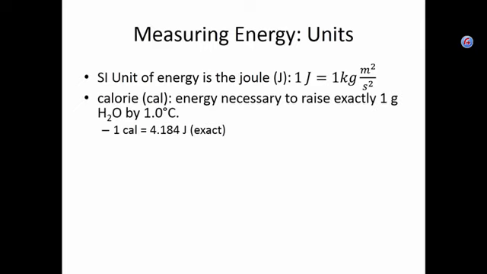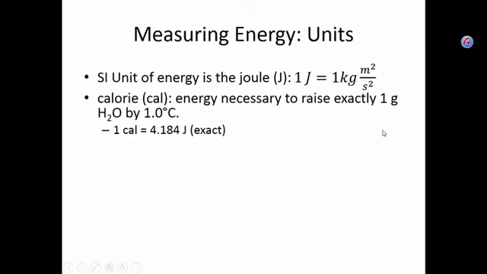There are other ways we can measure energy. We have what's called the calorie. This measure of energy is the energy necessary to raise exactly 1 gram of water by 1 degree Celsius. And because it is measuring energy, we can have a conversion between calories and joules, and that is shown here. 1 calorie is equal to 4.184 joules. That is an exact conversion. It has an unlimited number of significant figures.